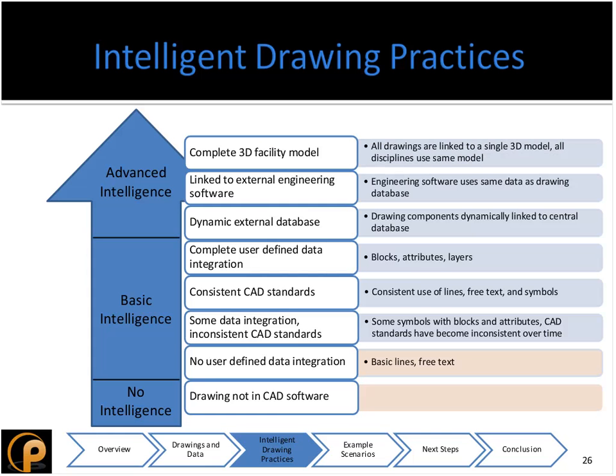And then finally, I would consider the most intelligent type of drawing would be a complete 3D facility model where all of your disciplines are within one drawing. A design firm might use this type of drawing software more, because now you can combine your piping with your support and everything and make sure that all of your disciplines are consistent.